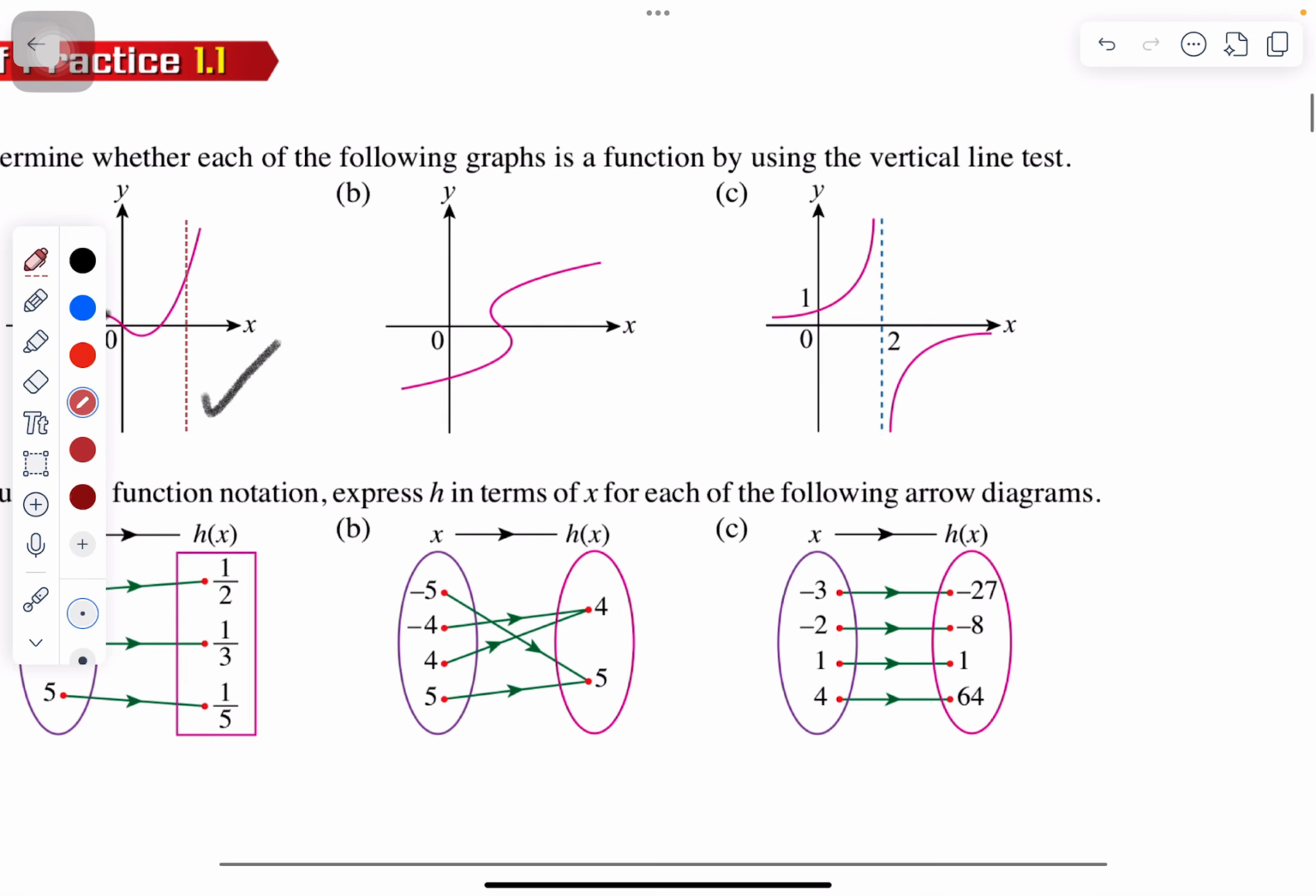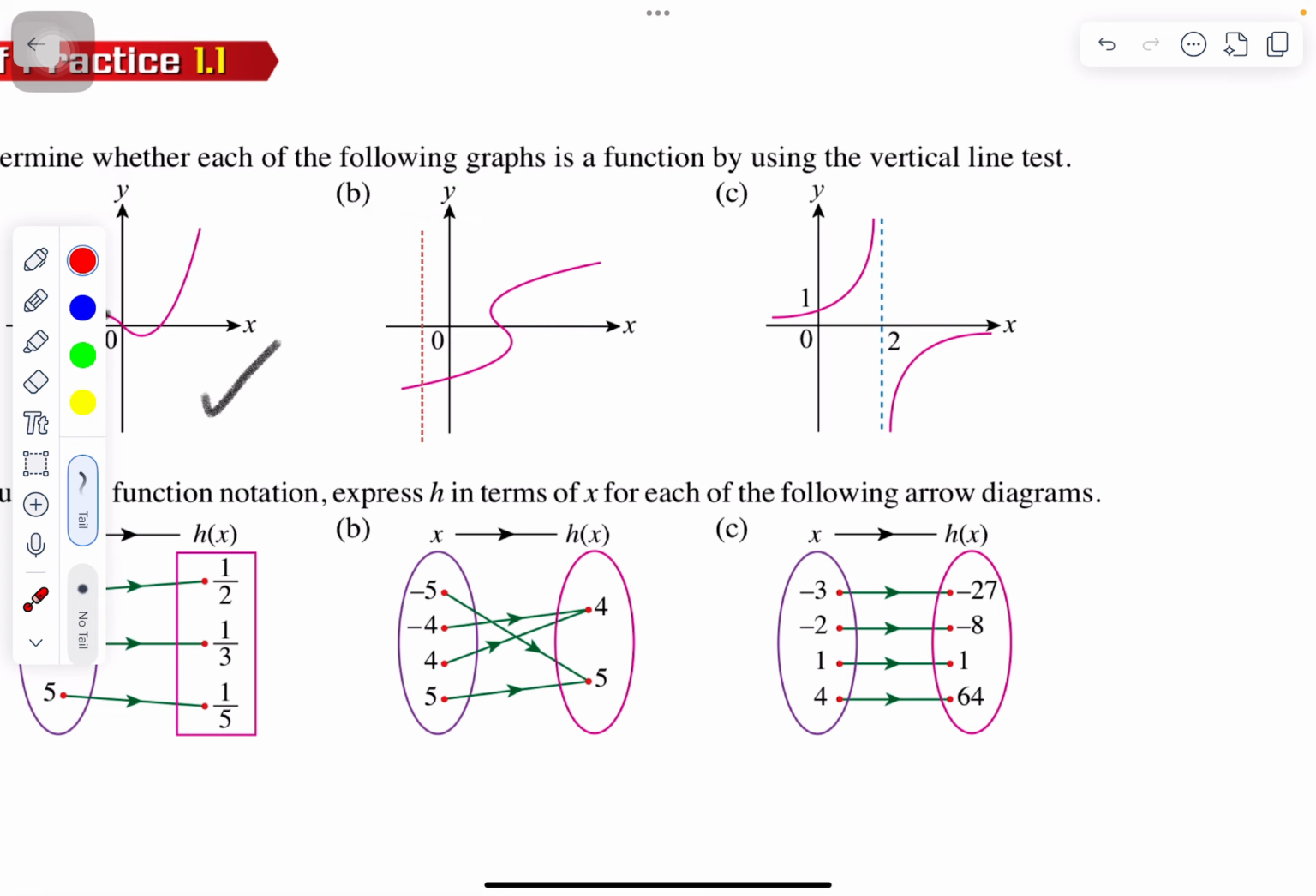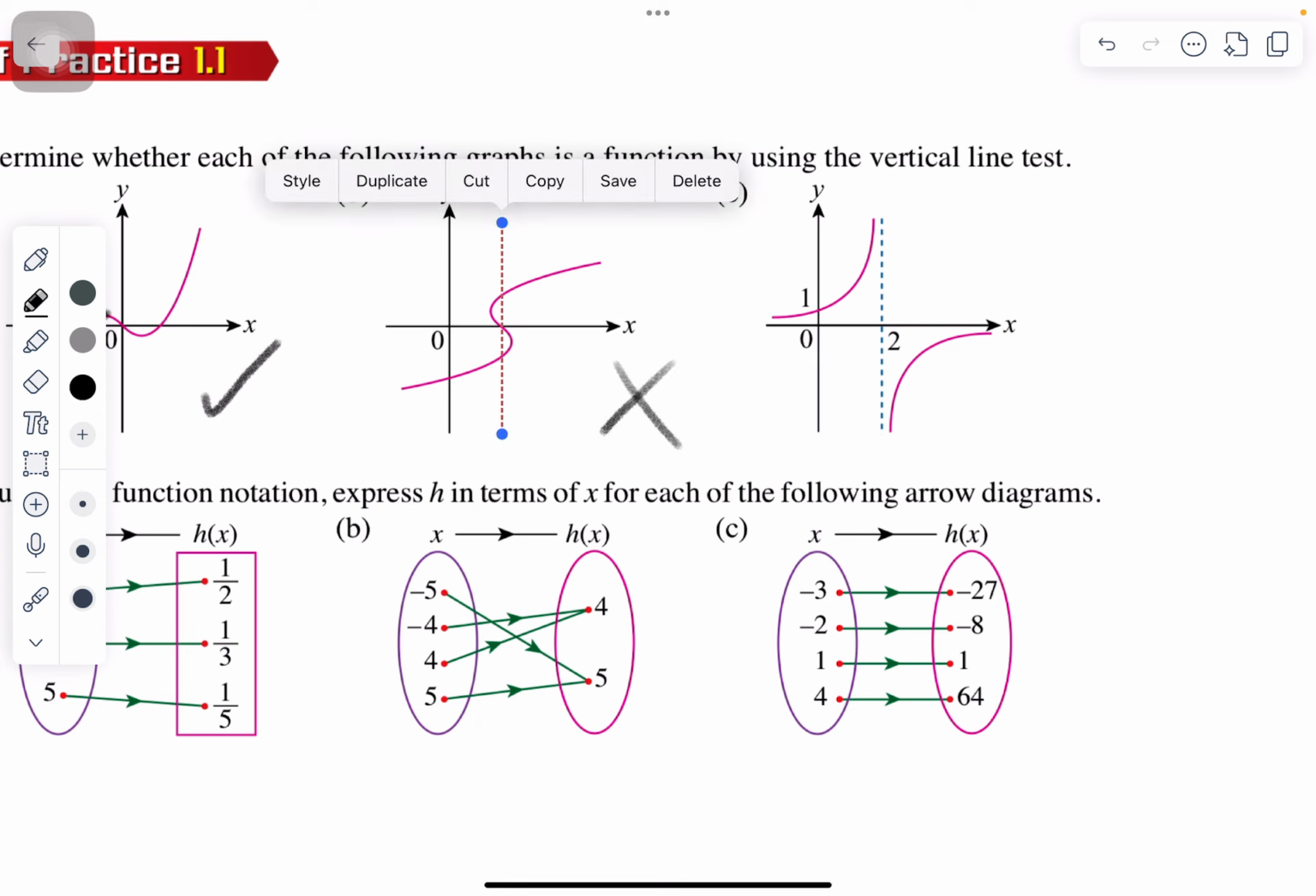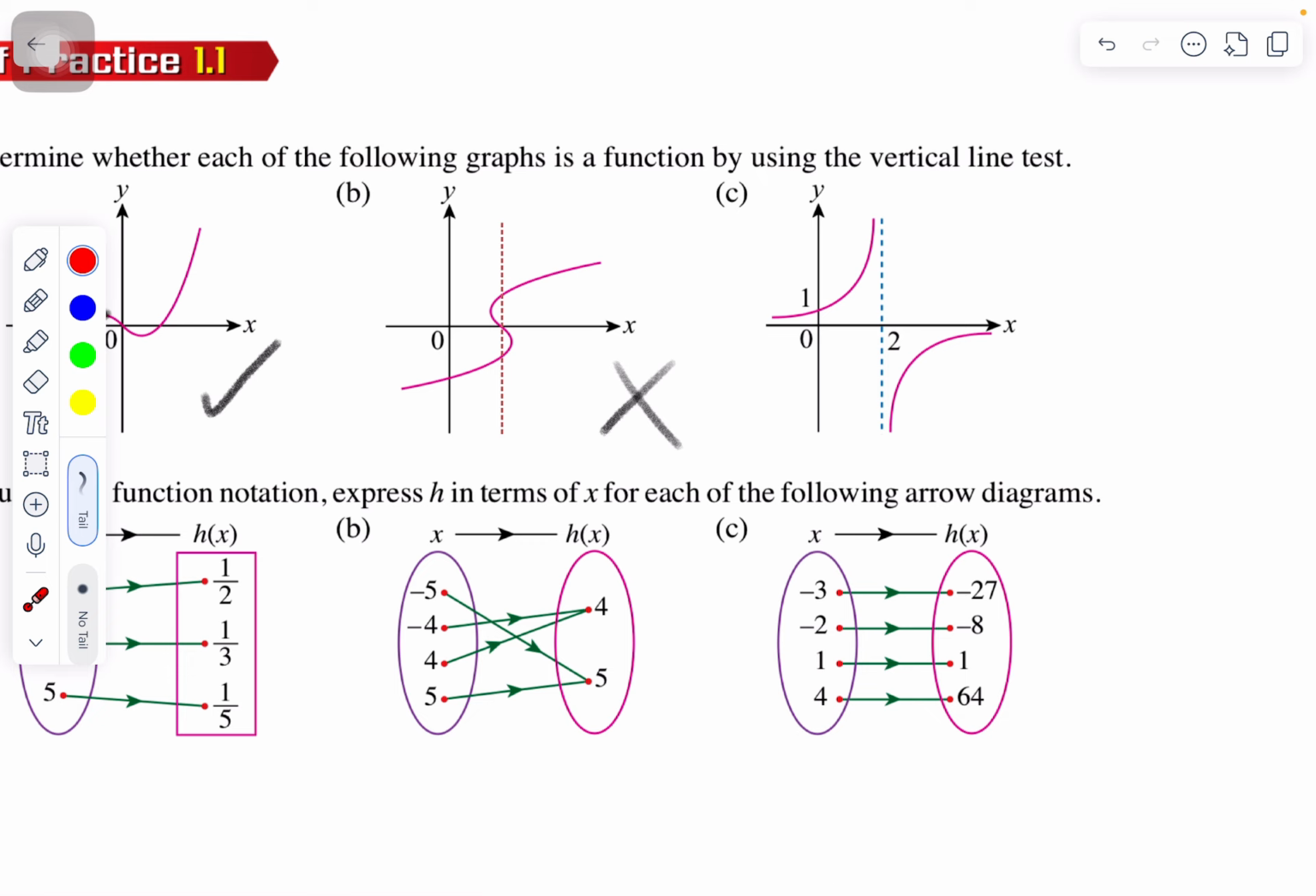Let's bring this vertical line over here. Okay, so at this point, it only intersects at 1 point right here. And then we move this vertical line here, it still intersects at 1 point. Once it reaches here, it will intersect at 1, 2, 3 points. That means one object has 3 different images. So this is a one-to-many relation. So this is not a function. Okay, it failed the vertical line test. Vertical line test means it must only intersect at 1 point, not 3.